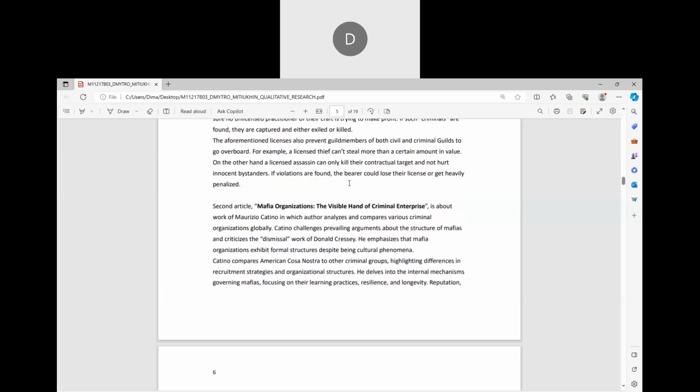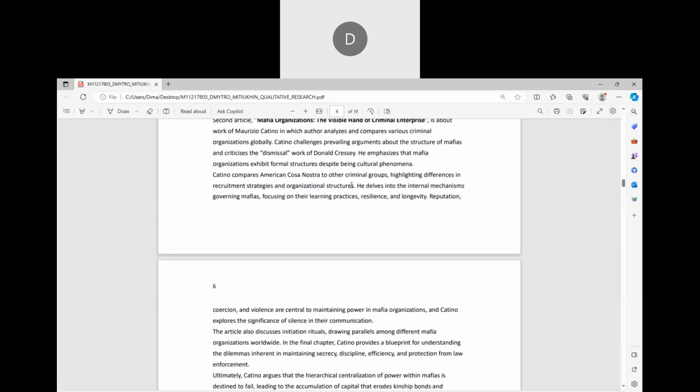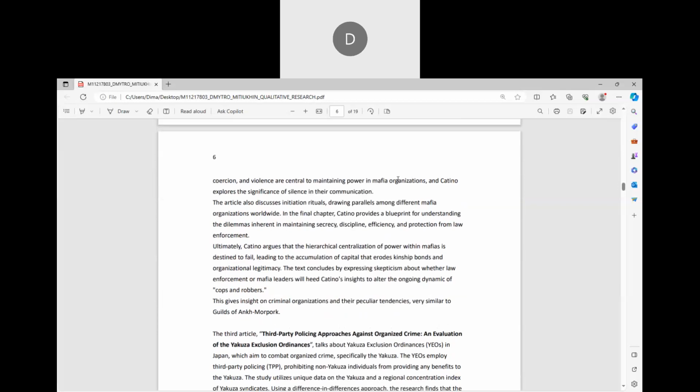That includes both civil and criminal organizations. Now, in the second article called Mafia Organizations, the Visible Hand of Criminal Enterprise, its author, Mauro Catino, analyzes how these criminal organizations, such as mafias, function in the real world and how they are built. He explains that they are driven by reputation, coercion, and violence, and that they are very rigid and alike, but with small differences.